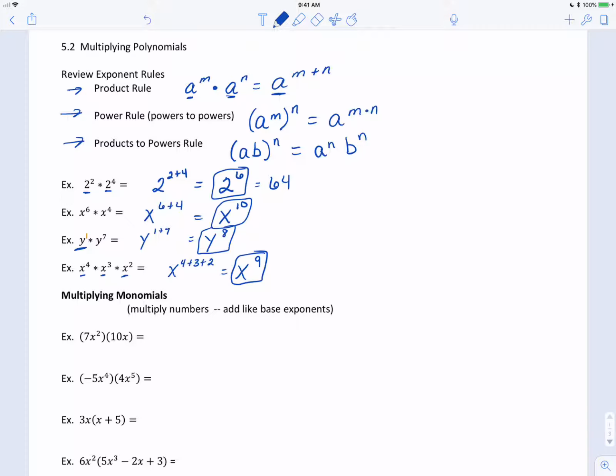Okay, I'm going to do a few more examples over here of the other rules. So if we have 3 to the 4th power and then we take it to the 5th power, that is that power rule, the power to power rule. So anytime you're taking one exponent and bringing it to the power of another exponent, remember that is multiplication. So 4 times 5, or 3 to the 20th power.